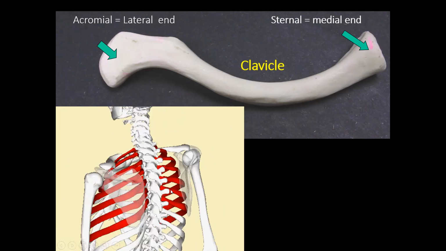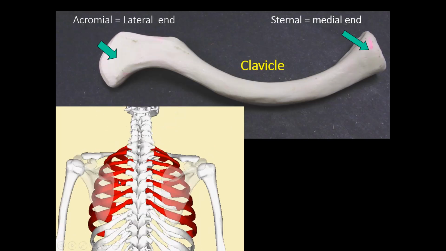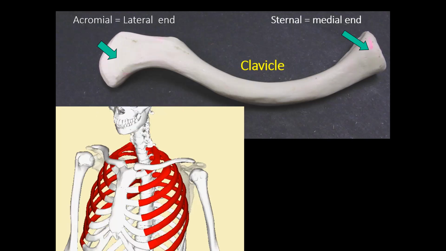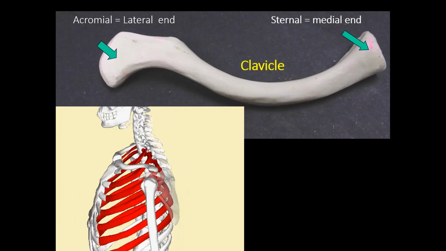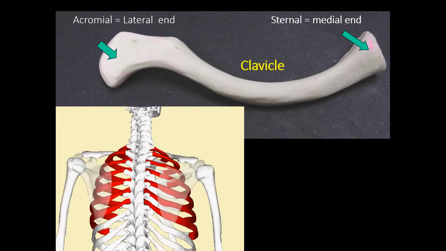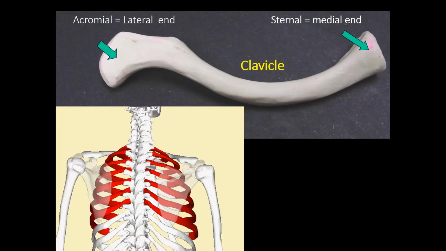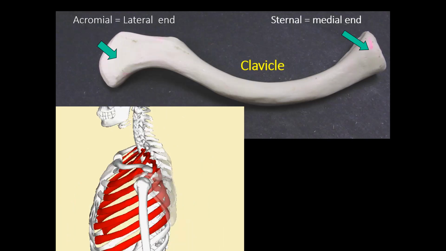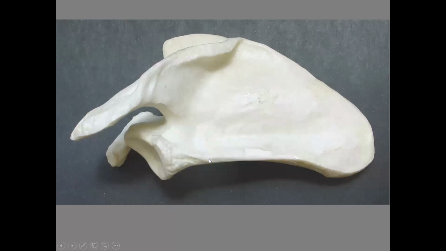It helps to form this joint here that we call the pectoral girdle, where the shoulder blade and the collarbone and the humerus, the bone of the upper arm, all come together at the shoulder joint. So the next bone to look at that makes up part of this pectoral girdle is the shoulder blade.